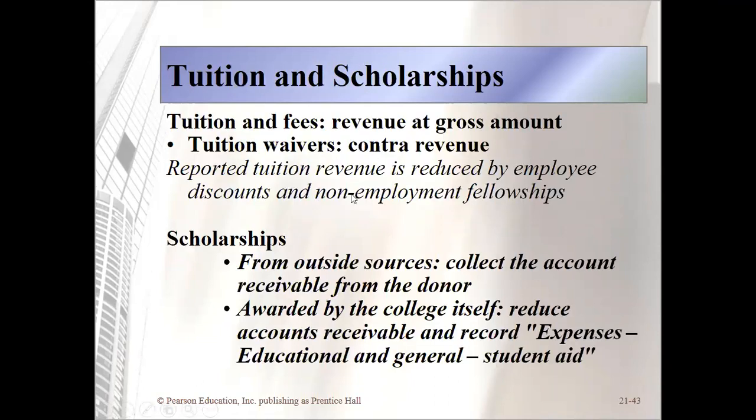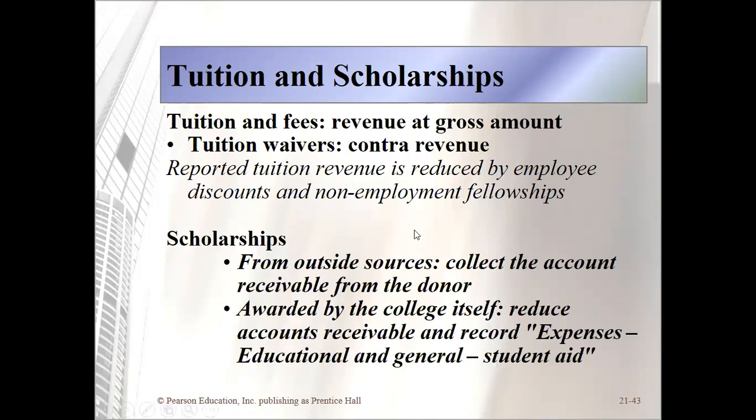So tuition and scholarships. We have tuition fees, the main source of income of colleges, universities, and schools. Then we have to record the revenue at gross amount. Then we have to deduct the contra revenues later on. Examples would be the discounts and the non-employment fellowships. So scholarships also can be considered, and they can also reduce the revenues of the institution.